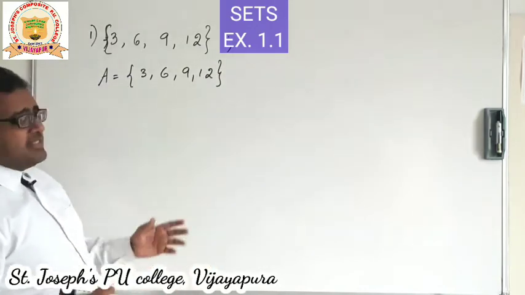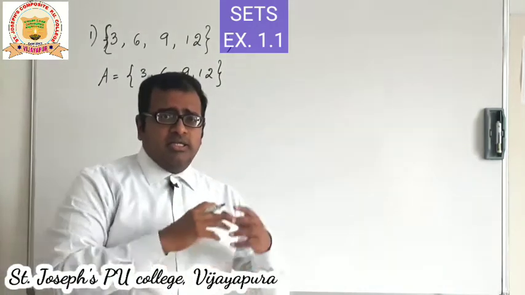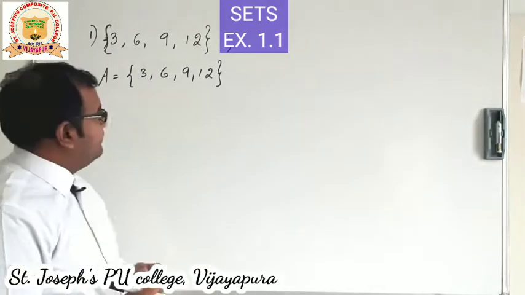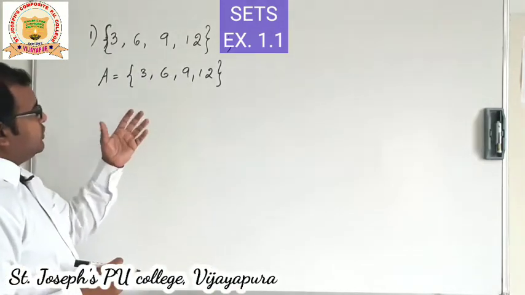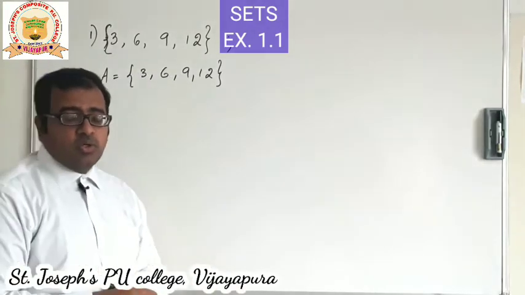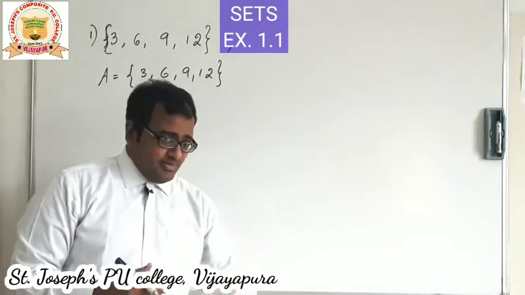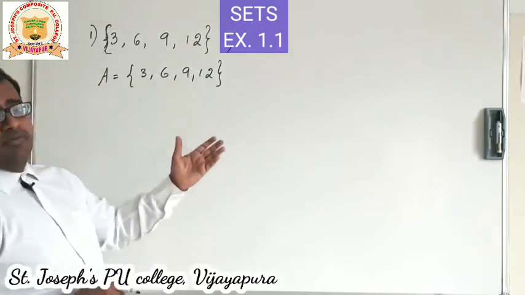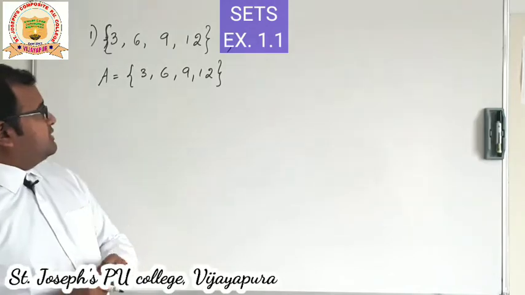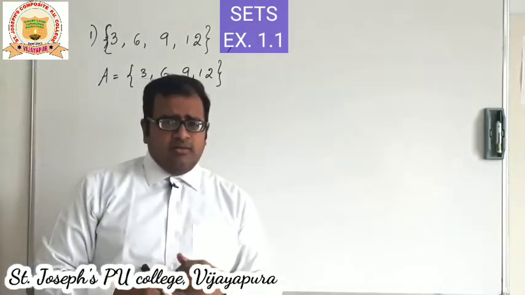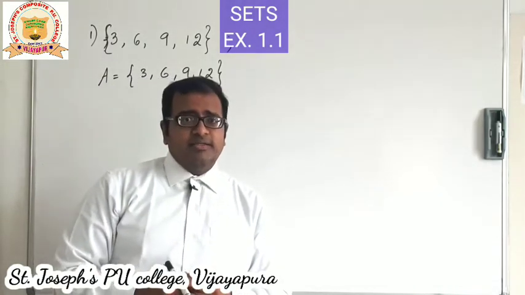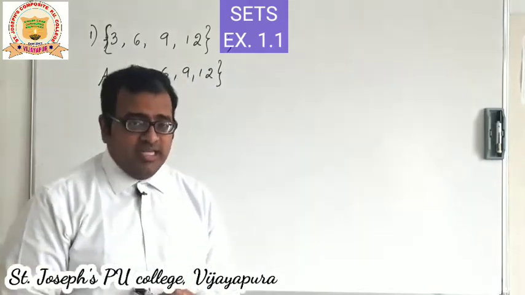So obviously this is in the roster method, because the list of all the elements is given. So we have to write this in rule method. So the list is given. What about these numbers? 3, 6, 9, 12. Have we seen them somewhere? Yes. Multiples of 3, right?